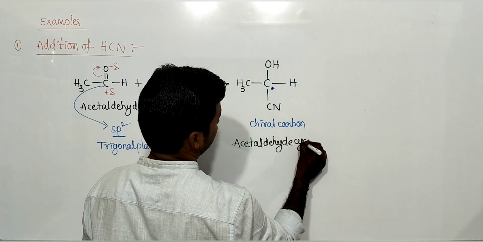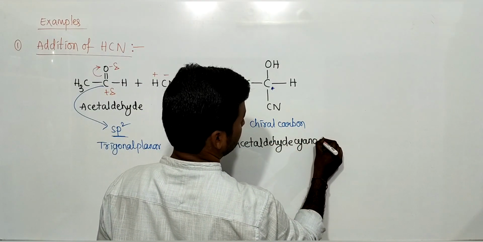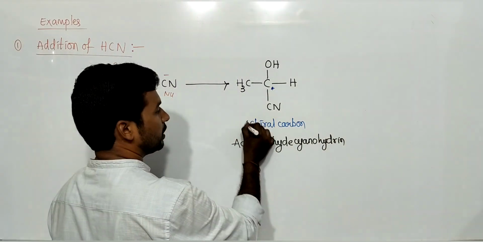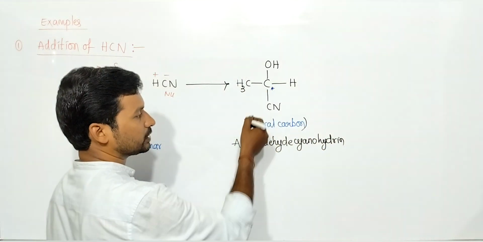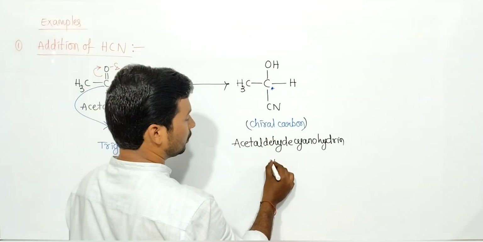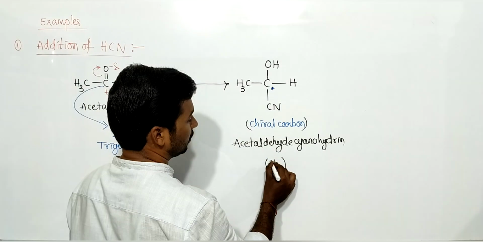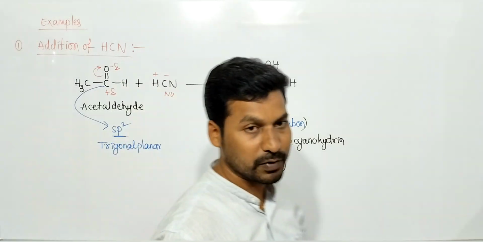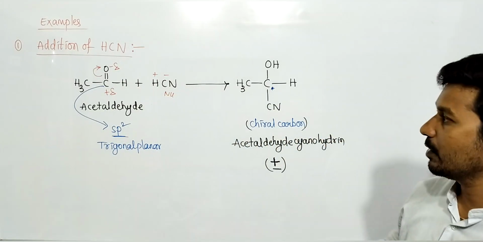Acetaldehyde cyanohydrin is formed here. Due to the presence of a chiral carbon, marked with a star, this is optically active. A racemic mixture is formed here. What is the symbol here? Plus or minus in the bracket means racemic mixture. How is a racemic mixture formed?